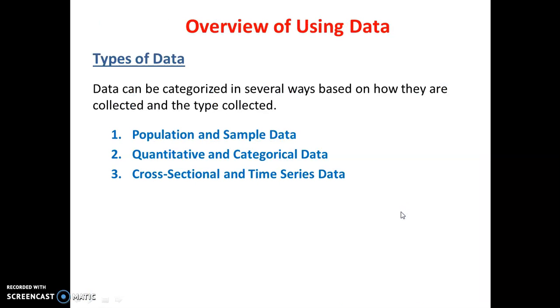Now we'll see the types of data. Data can be categorized in several ways based on how they are collected and the type of data. The data can be collected in different ways: how the data can be collected and what type of data is going to be collected. So based on these two parameters, the data can be categorized like population and sample data, then quantitative and categorical data, then cross-sectional and time series data. Now we'll see them one by one.